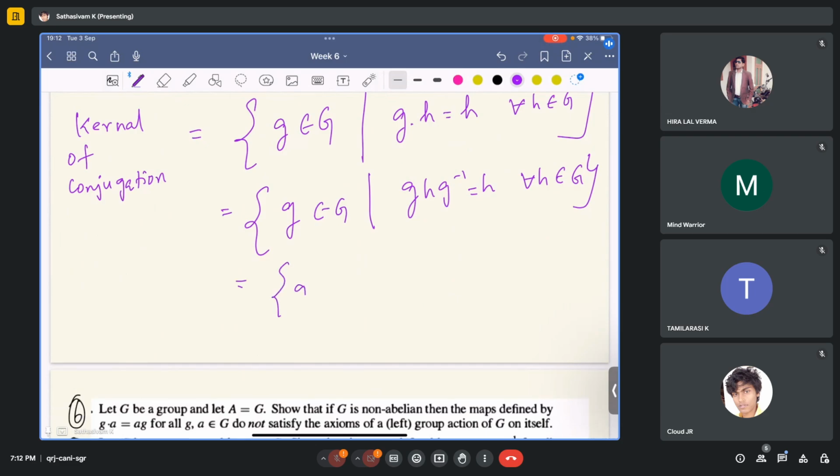But this is nothing but set up. I'll just write all these things here. But what you do is take this and multiply by G on both sides. So this gets cancelled. So GH equals HG.